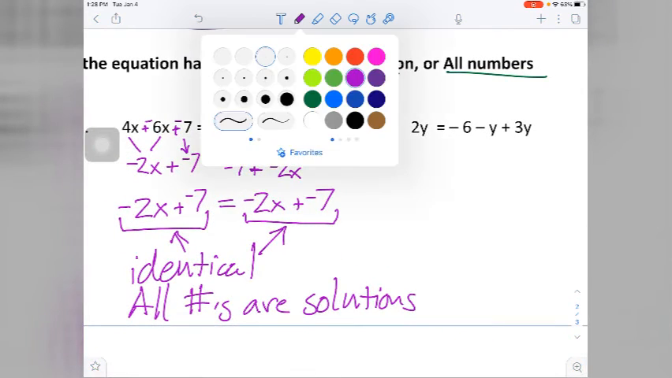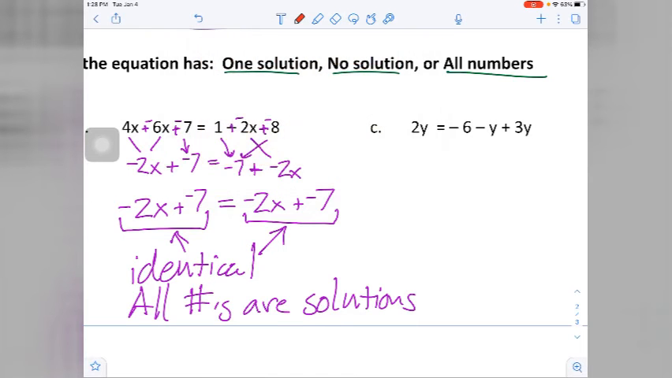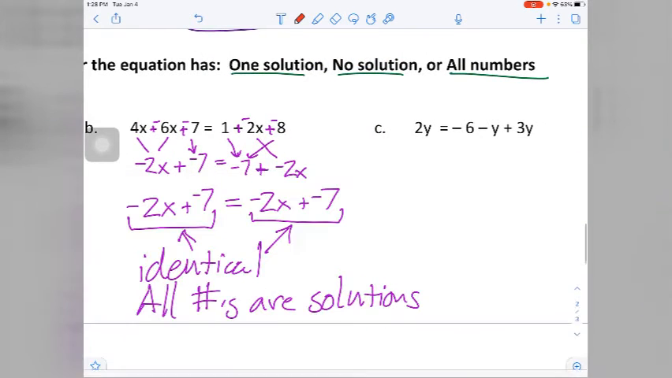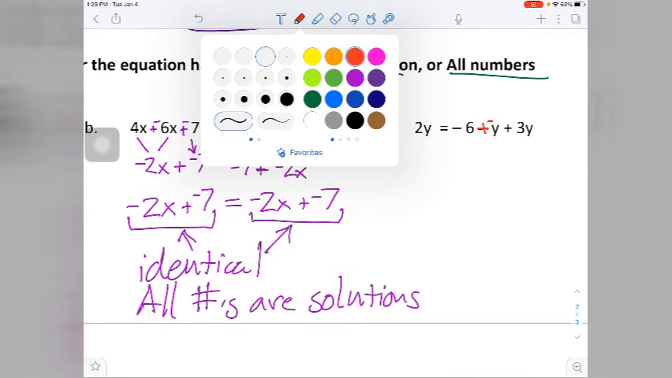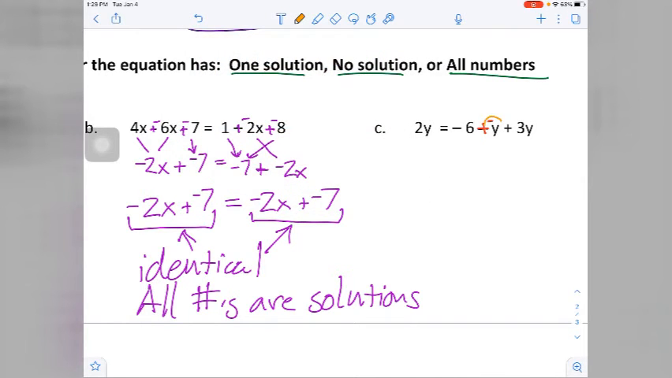And for the last one, I would do the same thing. I would go through and I would do keep, change, change first. So I'm going to change this subtraction to adding -y instead of subtracting +y. And then my next step would be to combine like terms. So I see I have a -y and I have a 3y. -y plus 3y equals 2y. So then I would have -x plus 2y equals 2y.